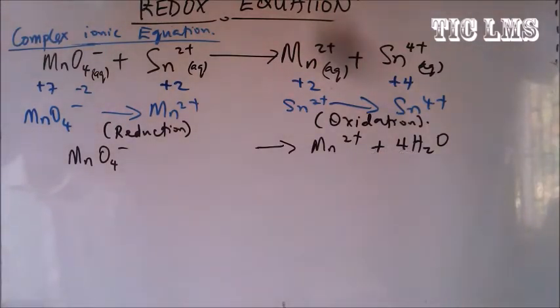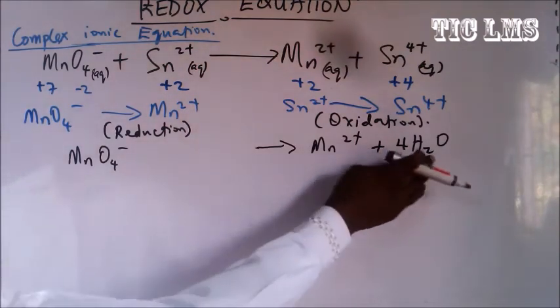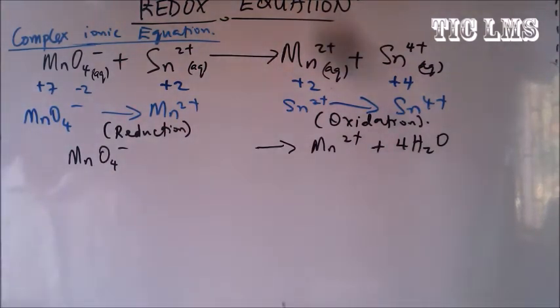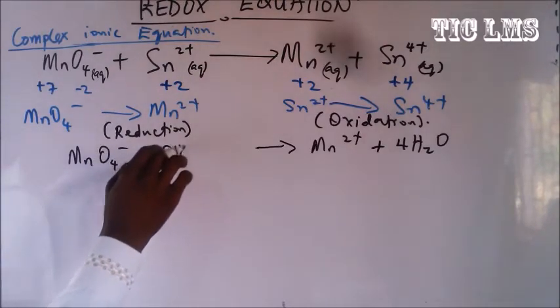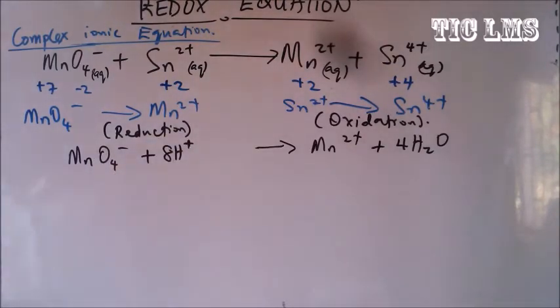Now after adding that, we notice that we have hydrogen that has been introduced to the product side. And to balance it on the reactant side, this is 2 times 4, that's 8. And so we add +8 hydrogen ion to the reactant side.